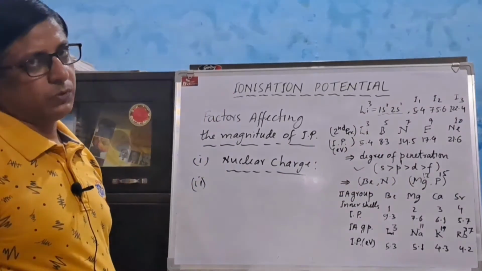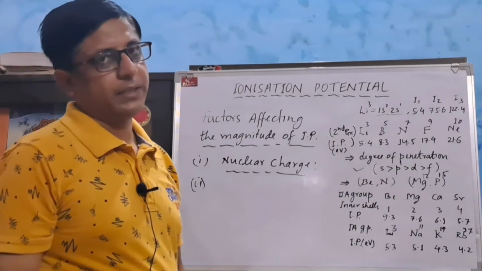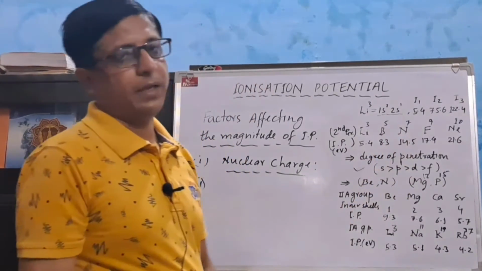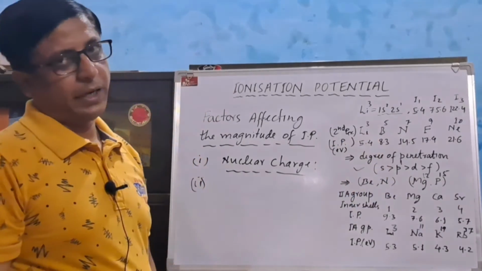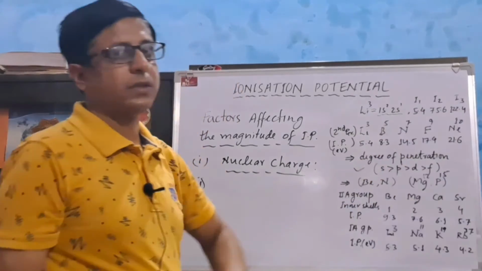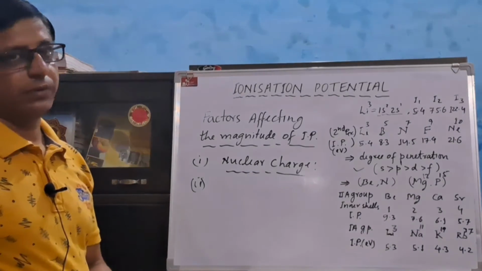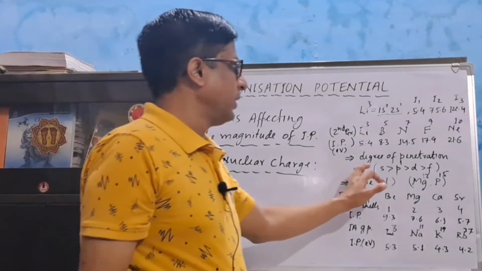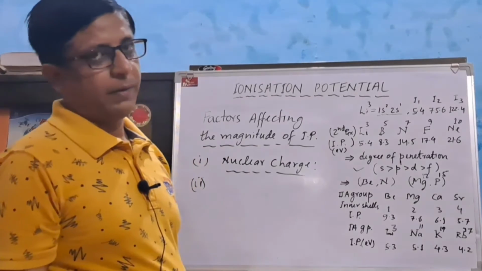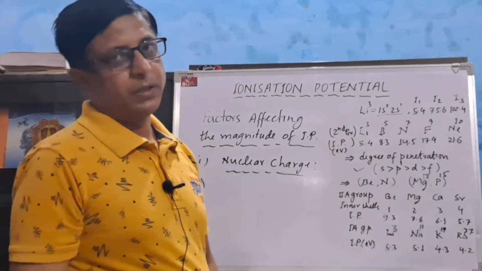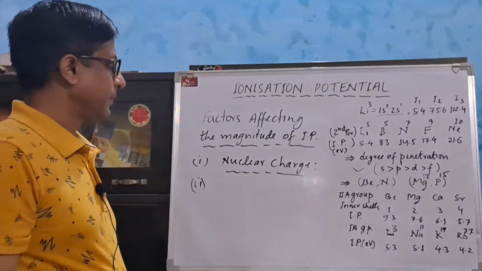Therefore, if an electron is removed from an s orbital, then it will require more energy than a p orbital electron. Thus, the ionization potential in case of an s electron will be higher than the ionization potential in case of a p orbital electron. So, the second factor is degree of penetration. With the increase of degree of penetration, the ionization potential increases. An atom having a valence shell electron in an s orbital will have higher ionization potential than one with a p electron.